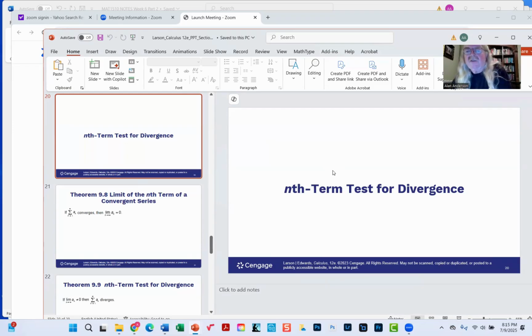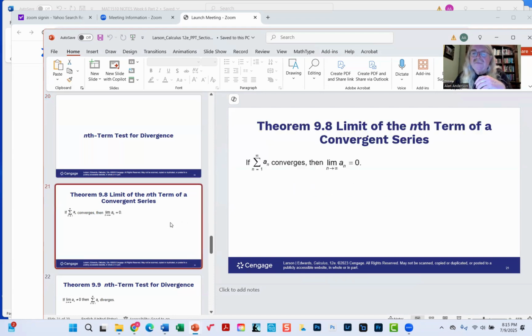There are several different tests that we can use depending on what information we have. We usually try to pick the one that is the most straightforward to apply, but we also have to make sure that it is appropriate for each case. Here, they're telling us right off the bat that if an infinite series converges, then the limit as n approaches infinity of the term an equals zero.